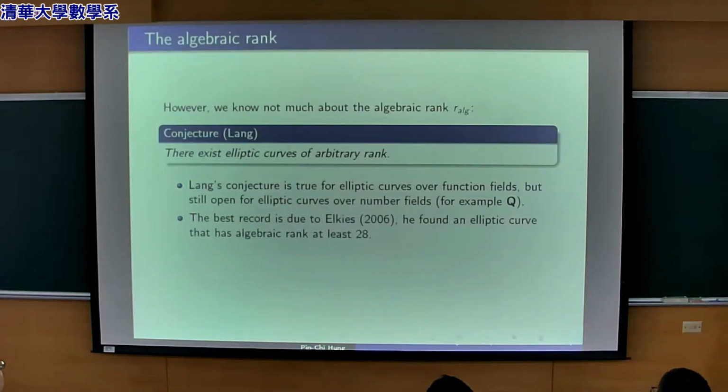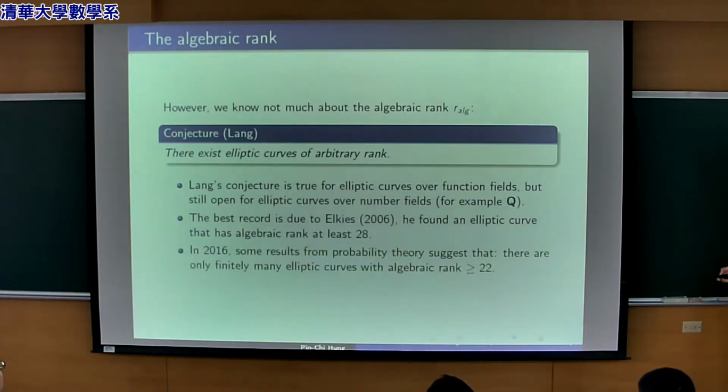There is some evidence from 2016, from probability theory, which suggests that there should be only finitely many elliptic curves with algebraic rank greater than 22. If this is true, then the Lang conjecture is false in the rational situation. But this is just evidence, it's not proof.